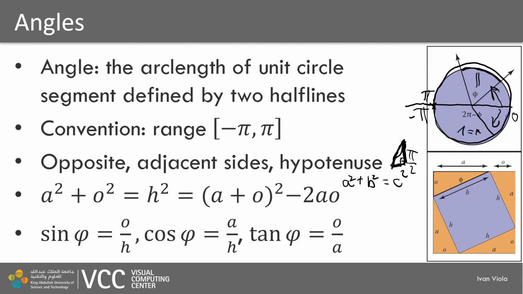Here I am having a slightly different notation, where I'm having a squared plus o squared equals h squared, which means that the adjacent side squared plus the opposite side squared equals the hypotenuse squared. So how can we come up with this conclusion? How can we prove it graphically?